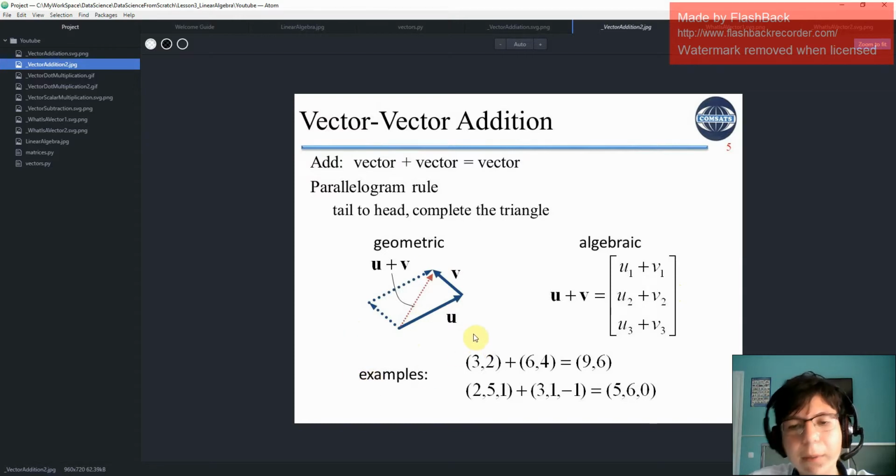And here are some examples. So the vector 3, 2 added with the vector 6, 4 gives you the vector 9, 6. So you add 3 with 6 and 2 with 4 and you get 9, 6. And these are some three-dimensional vectors. So vector 2, 5, 1 added with the vector 3, 1, minus 1 gives you the vector 5, 6, 0. So 2 plus 3 gives you 5, 5 plus 1 gives you 6, and 0 because 1 plus minus 1 gives you 0.